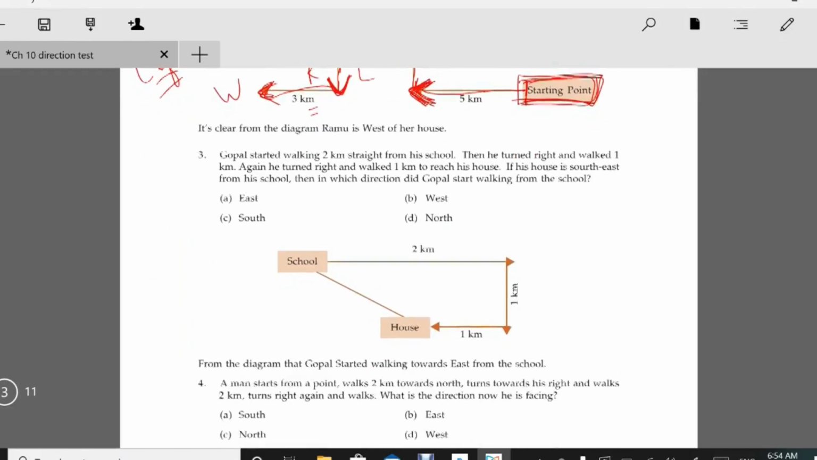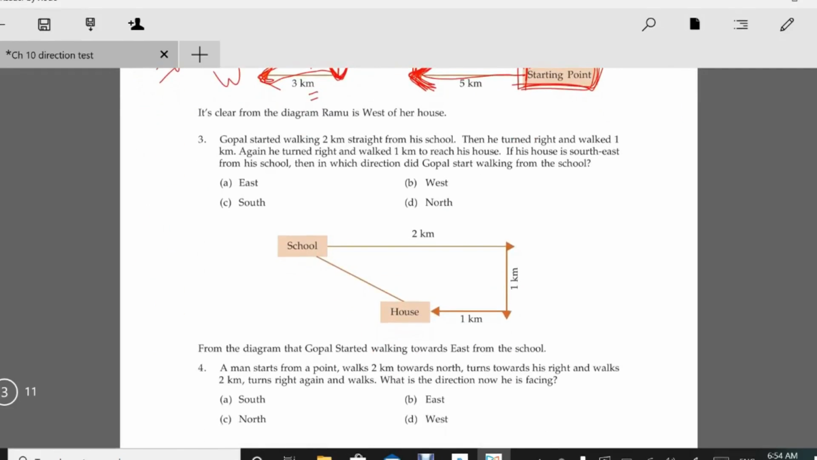Example number 3. Be careful with this example. It is a good question. You can mark it as important. Let us proceed.